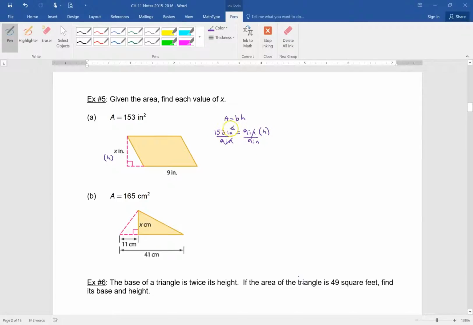Notice one of the inches cancels with the other inches. The units must match, right? So x is equal to 17 inches.